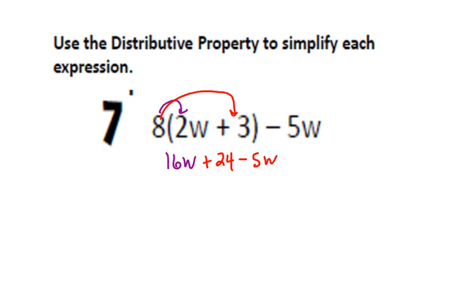So now we're going to combine like terms. We have 16w, and do we have a positive or negative 5w? We have a negative 5w. So 16 minus 5 is 11w, and then plus 24.